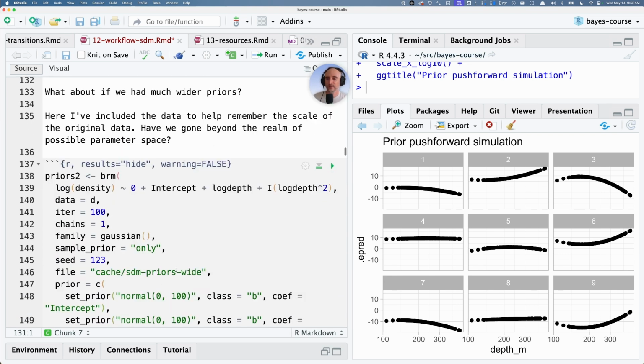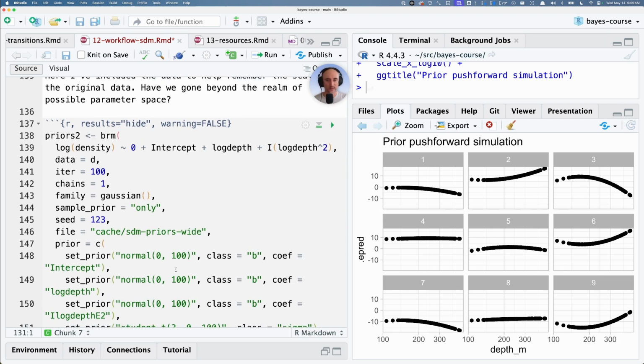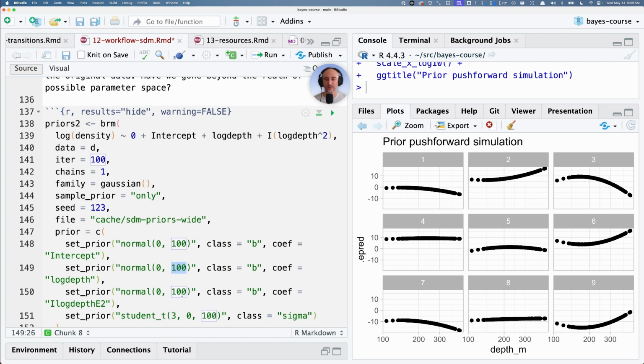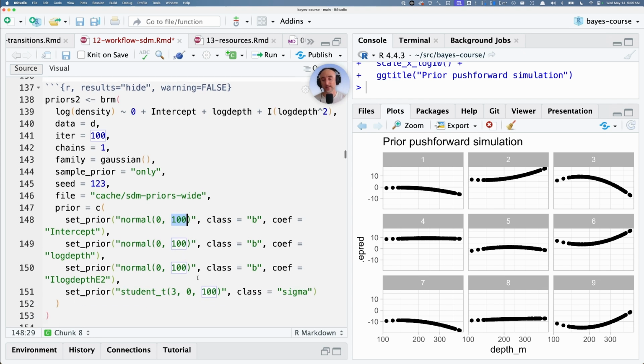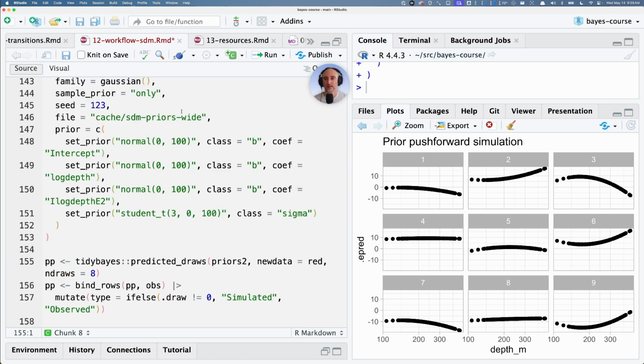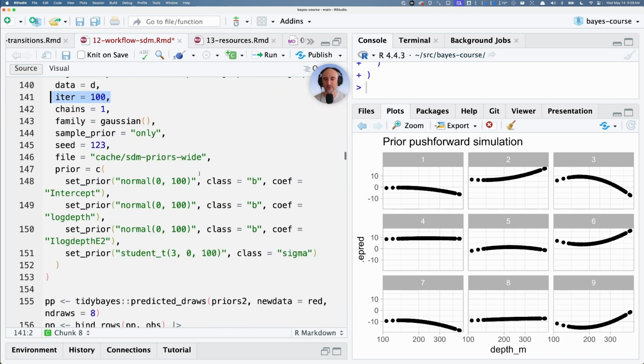So what if we had much wider priors? Those ones were standard normal, so they were 0 mean, 1 standard deviation priors. So let's try one where I'm going to set those priors to have a standard deviation of 100. And I'm going to let the scale on the observation error be much bigger as well. So 100 instead of 1. I'm just taking 100 iterations because I don't need that many iterations here. I'm just going to take samples anyways.